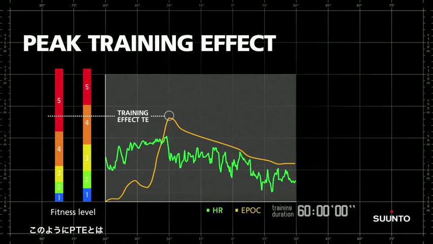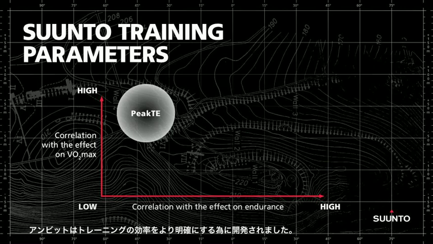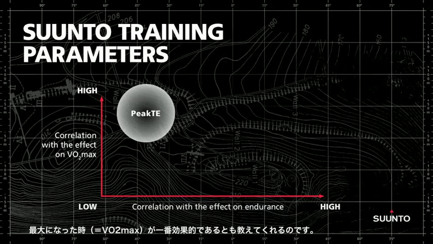It is important to realize that because training effect only refers to the effect on peak performance, it does not increase after the peak EPOC has been reached. It is therefore perhaps more useful to think of training effect as peak training effect. In other words, the impact a training session has on your maximal aerobic performance, or VO2 max. The mathematical modeling of peak training effect was fully developed by Suunto and is optimized for Suunto devices.